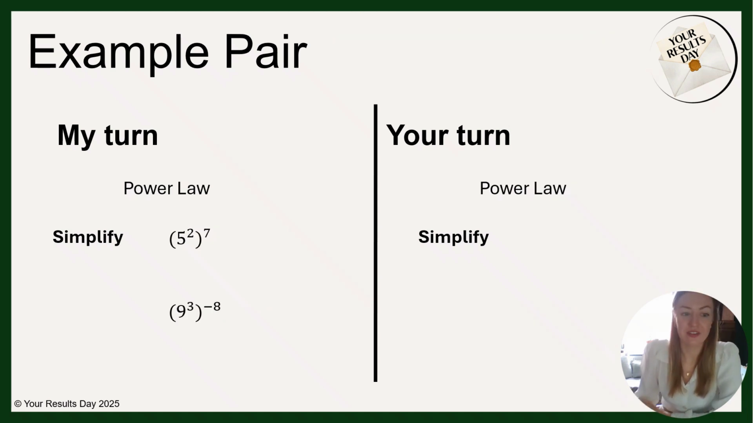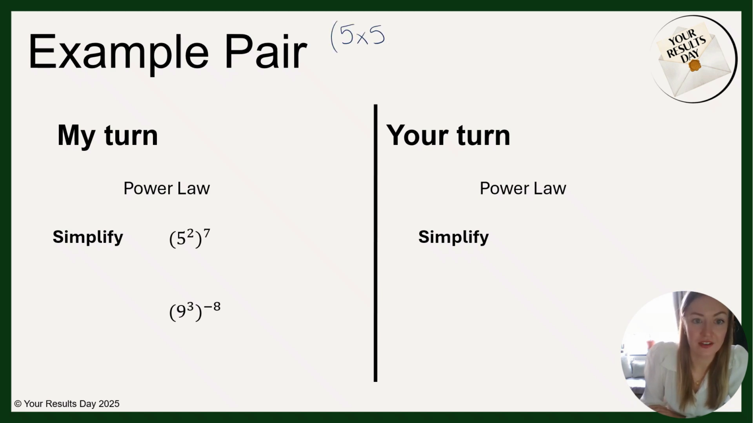And then we have the power law. And once again, let me demonstrate how this one works. So in the bracket, we have got 5 squared, which we know is 5 times 5. But then we are raising that again to the power of 7. So that's like saying doing 5 times 5, 5 times 5, 5 times 5, basically 7 times, all multiplied together.